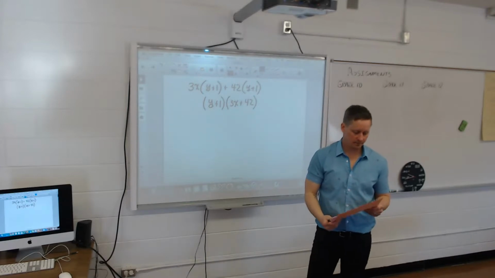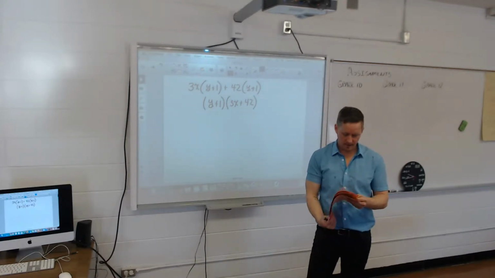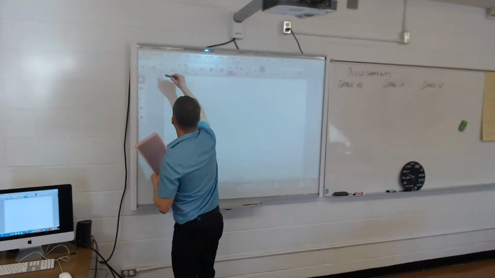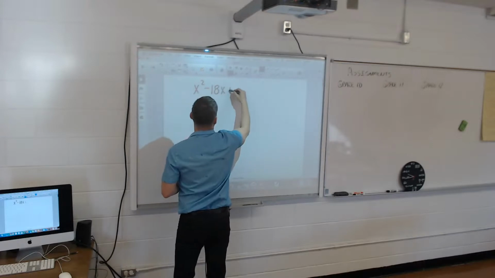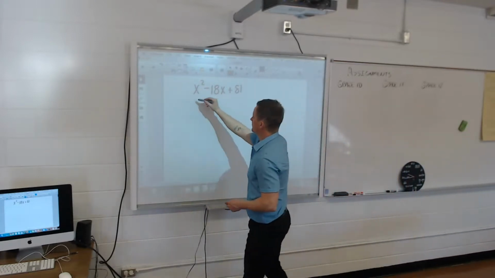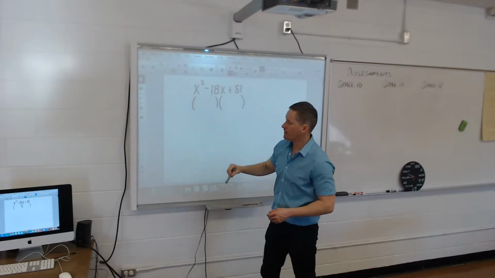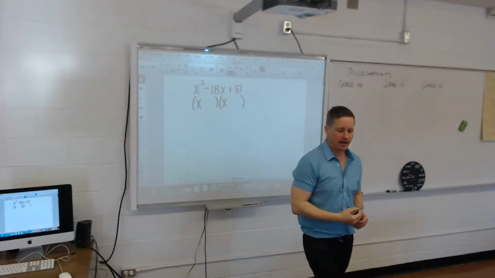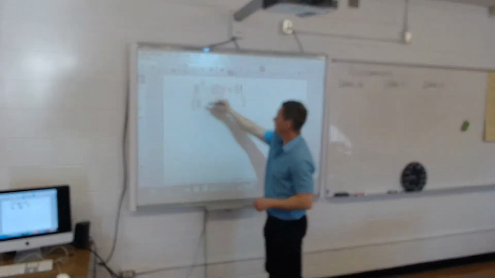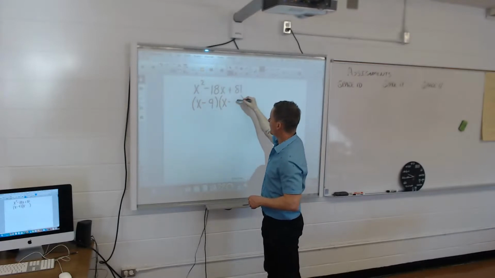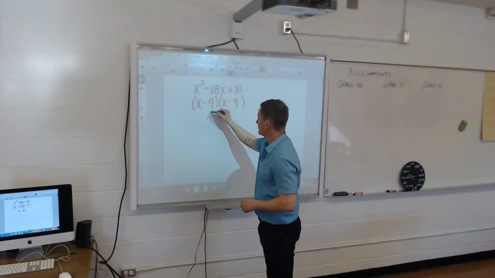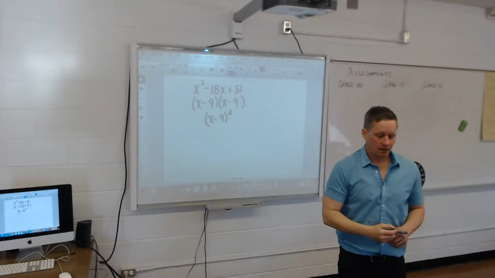All right, any other questions here? 18 multiple choice. So I've got to factor x squared minus 18x plus 81. All right, so there's a couple ways we can look at this. The first way is to do our usual factors of x squared, x and x, right? And then the factors of 81 that add to give me negative 18. Well, they both have to be negatives, 9 and 9, right? So I can rewrite that as x minus 9 squared. Okay, so that's one way to do it.